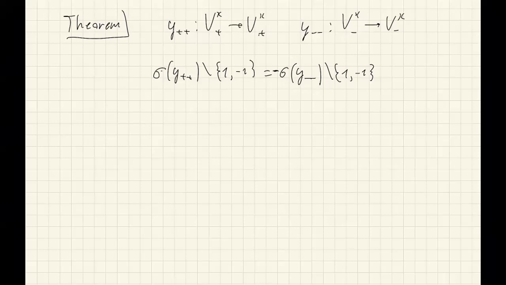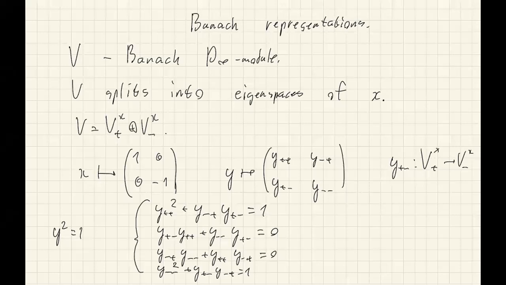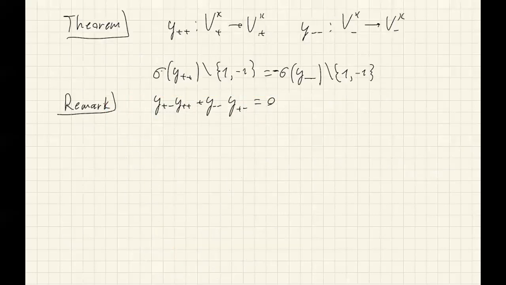I just want to say more, and I won't prove it, but a remark for the proof for this theorem is we can observe, let's observe the second equation and actually the fourth, but they are symmetric, so I will consider the second equation. Let me copy it. So it is useful for the remark. If y plus minus is invertible, then the spectrums are equal actually.